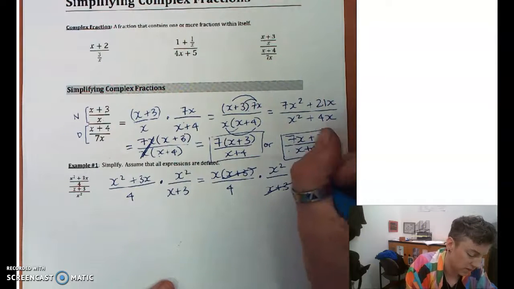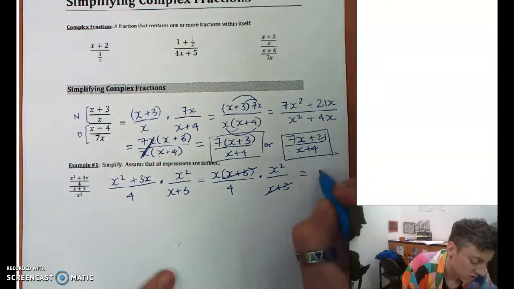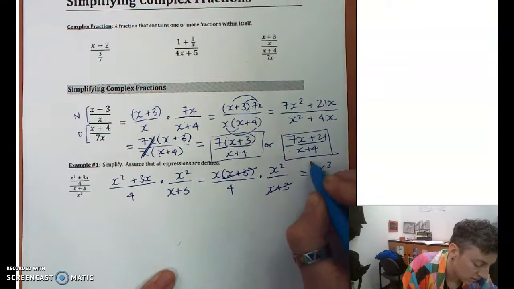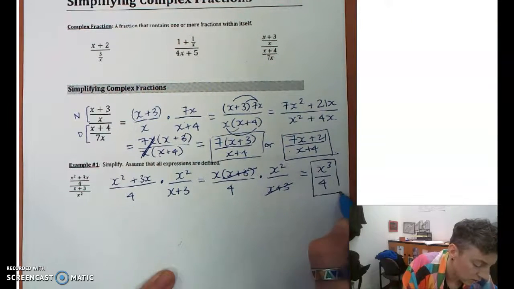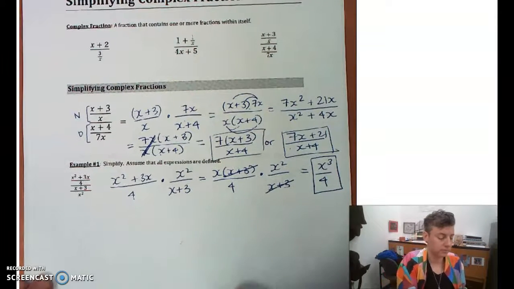That's good. So now all we're multiplying is x times x squared, which is who? X cubed divided by 4. Cool. All right, let's go on to the next one.